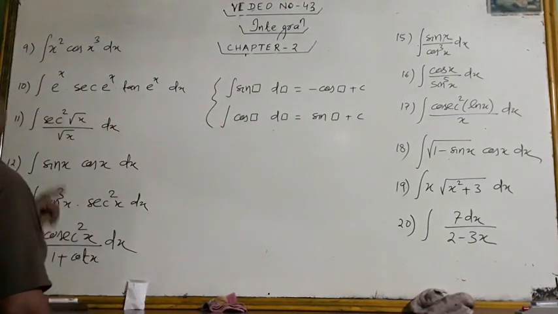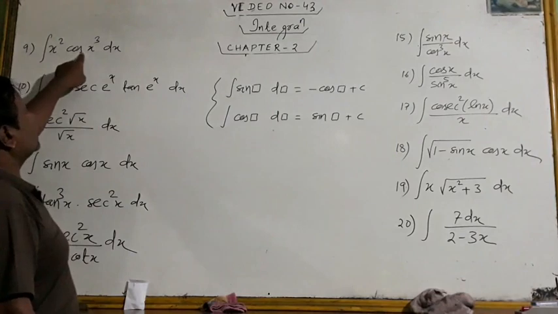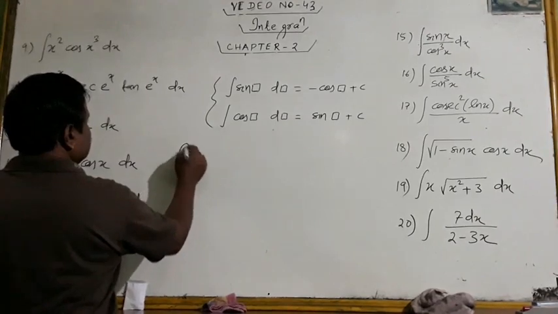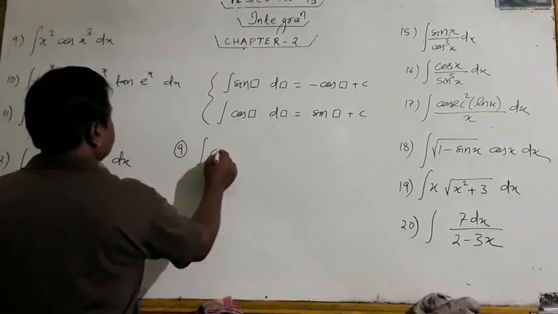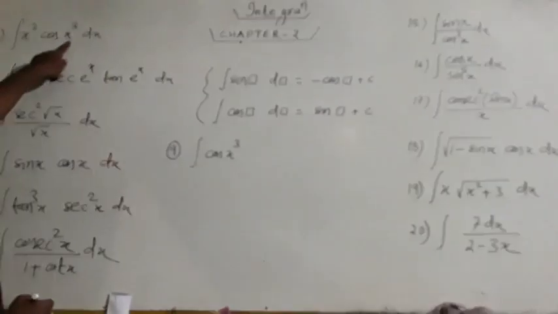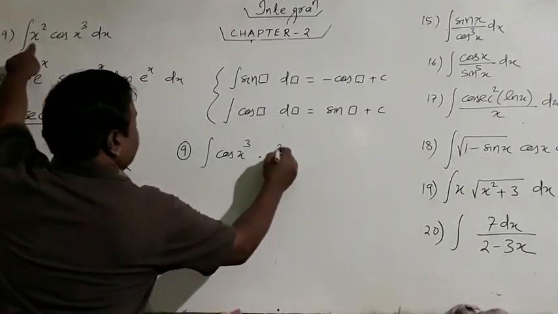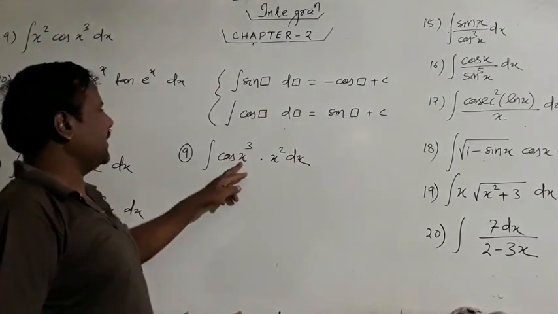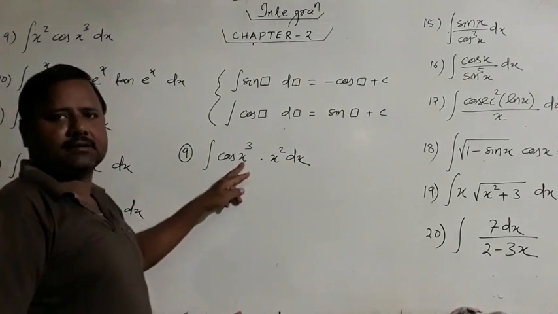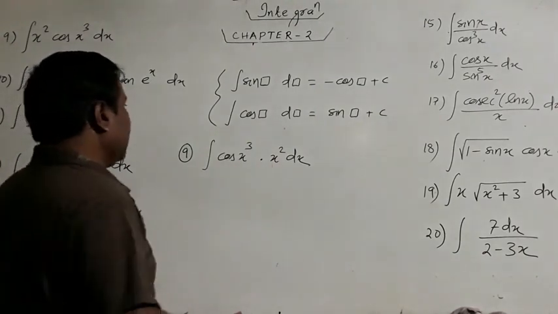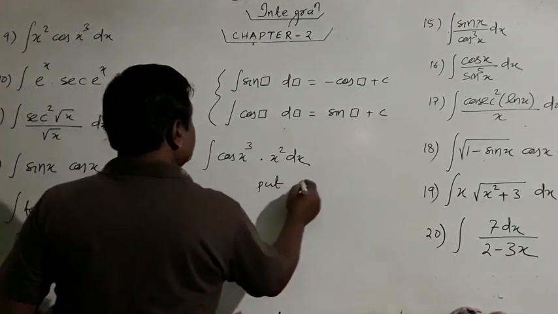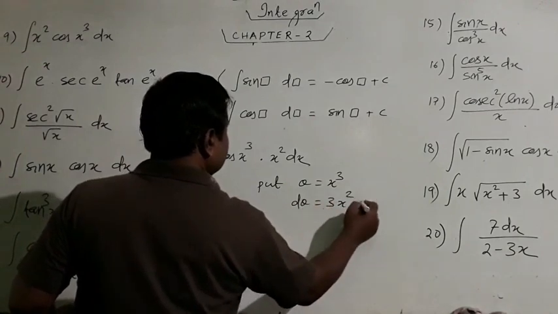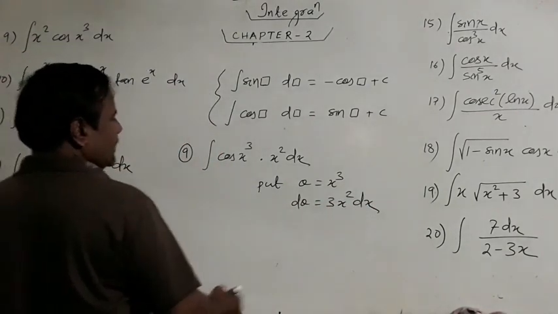Look at these two formulas. Here we have cos x cube into x square. I am writing number 9 in this form: cos x cube first, then x square dx. If I put something to x cube, its derivative is 3x square, but here it is x square. So now you can put theta is equal to x cube, so that d theta is equal to 3x square dx. Now what is x square dx?